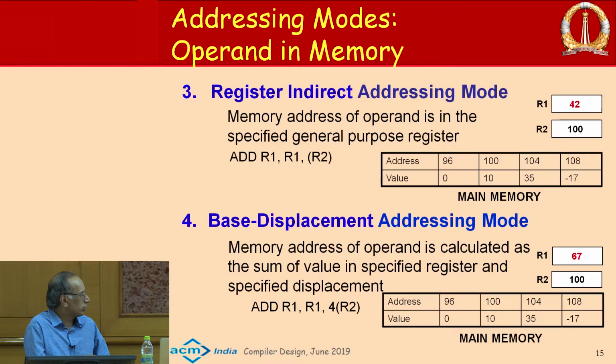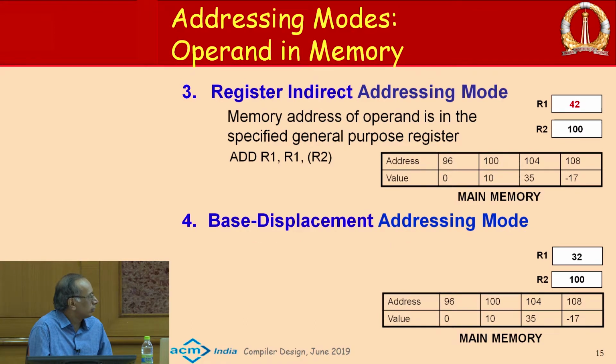So, if R2 is 100 and the offset is 4, 100 plus 4 is 104, and the contents of that location is 35. That value is going to be added to whatever value was there previously, which is 32, right? 32 plus 35 is 67. That is really what is being put there.